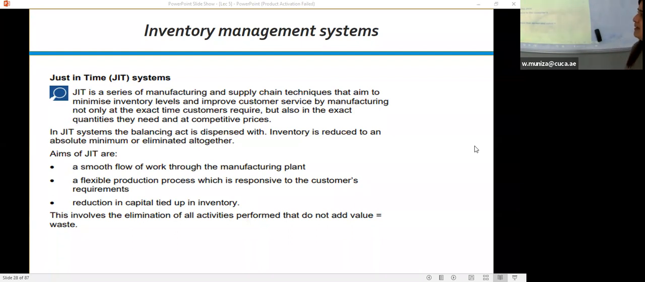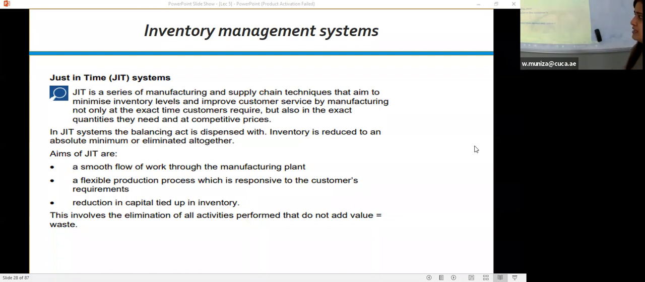In JIT systems, the balancing act is dispensed with. Now, when we are using just-in-time, the balancing act between liquidity and profitability is dispensed. We are not following the balancing act between liquidity and profitability. Why? We are not focusing on profitability at all. We are more liquid because we are not ordering any inventory. So the balancing act is not followed in just-in-time. We are trying to be more liquid rather than profitable. So it is going to be dispensed. Inventory is reduced to an absolute minimum or eliminated altogether.